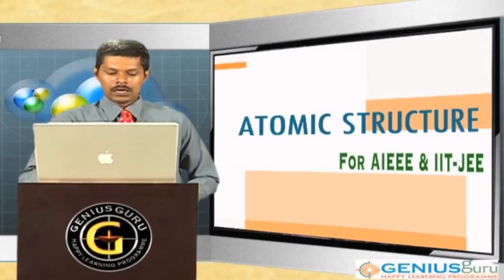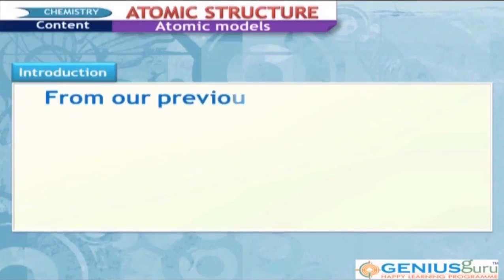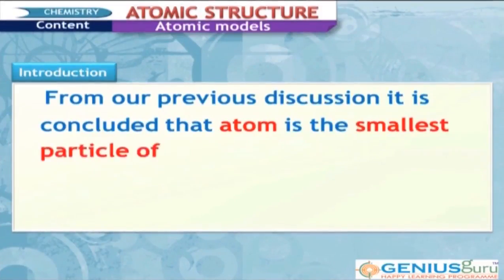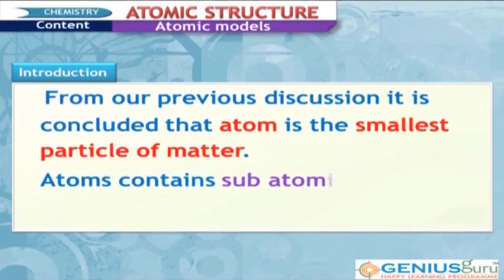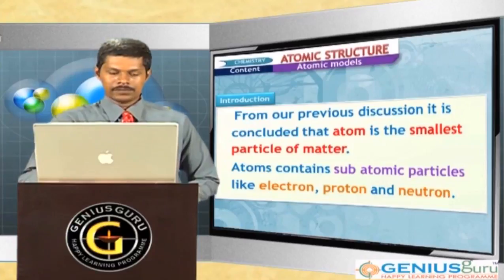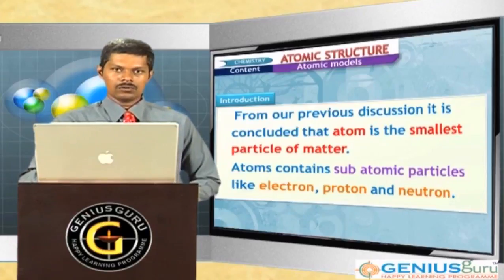Let us go to another important aspect, atomic models. From our previous discussion, it is concluded that the atom is the smallest particle of matter. Atom contains subatomic particles like electron, proton and neutron. Now the question is how these fundamental particles are arranged in an atom. These particles have different masses and hence charges. Therefore, how these are arranged in an atom, that is the question.